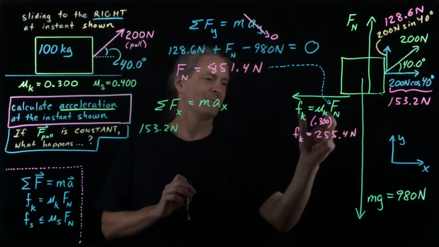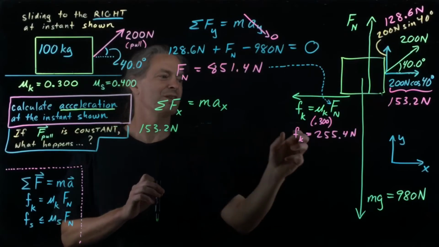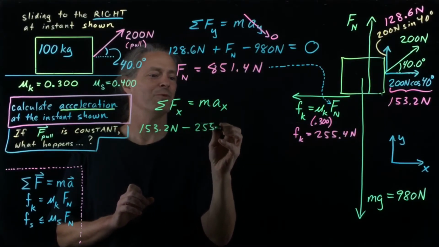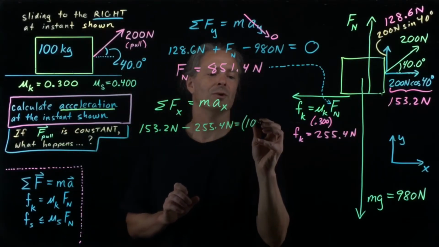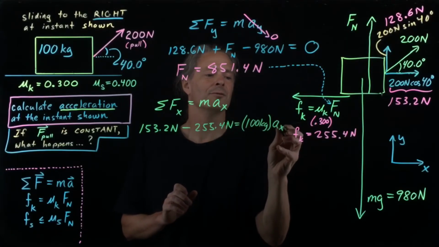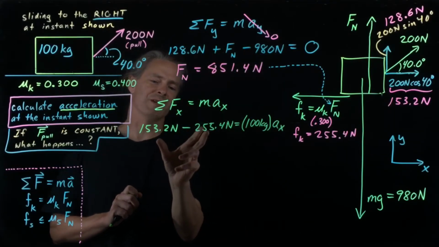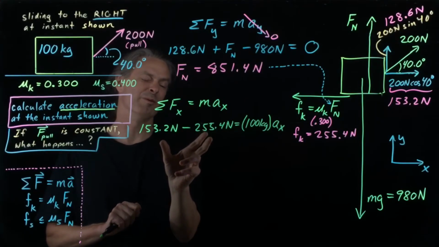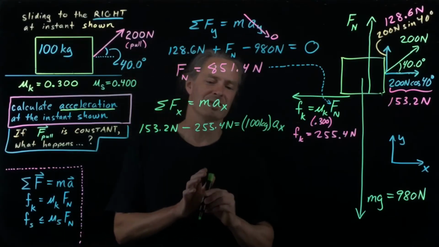And we have 255.4 newtons in the negative x direction. So I can go plus a negative of this, or just write minus 255.4 newtons equals 100 kilograms a sub x. Subtracting this from this gives me something a little bit more negative than negative 102. Dividing by the 100 kilograms, I can solve for a sub x.